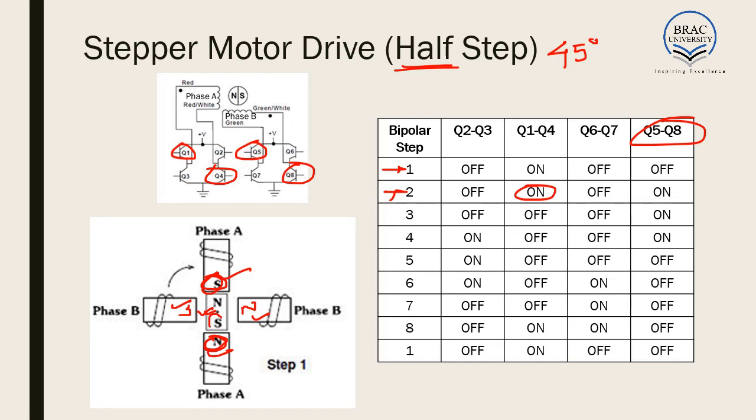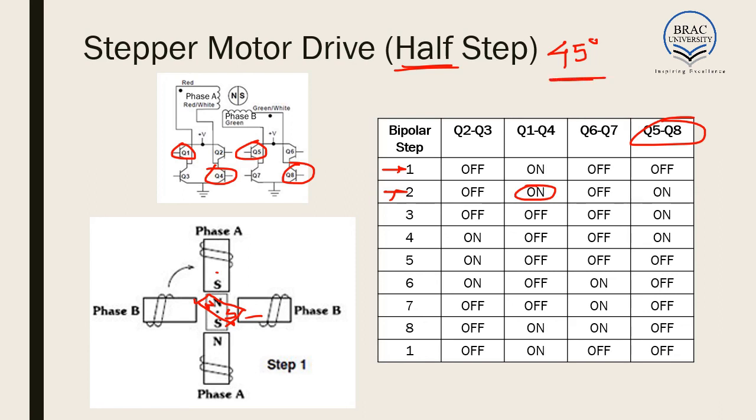So this south is attracted towards this north and this north simultaneously. This north is attracted towards this south and this south simultaneously. So it assumes a direction like this. It will assume a direction similar to this. Here we'll have north, here we'll have south, and as a result it will be rotated by 45 degrees.